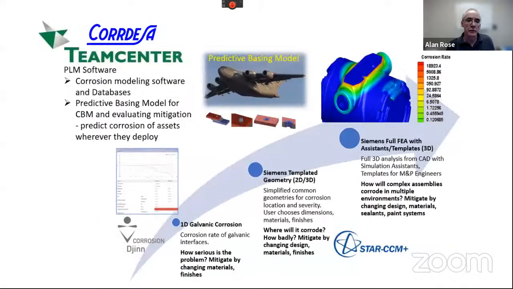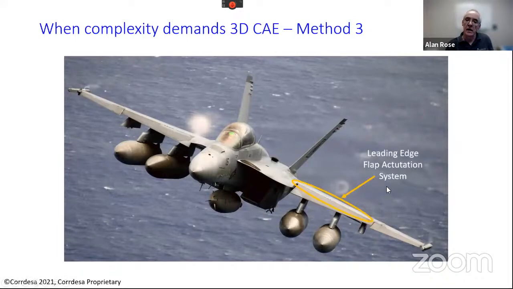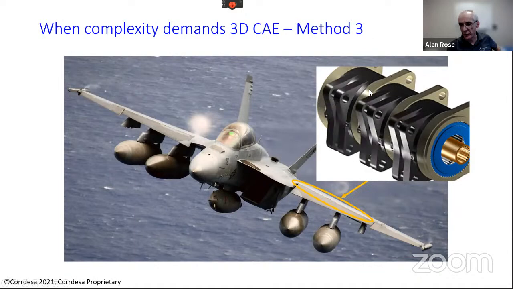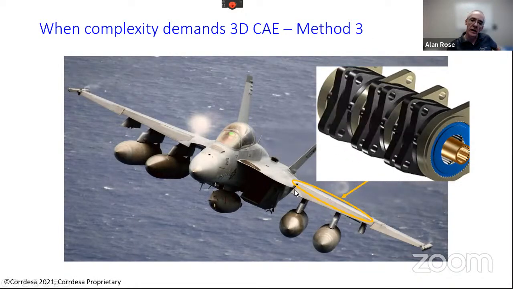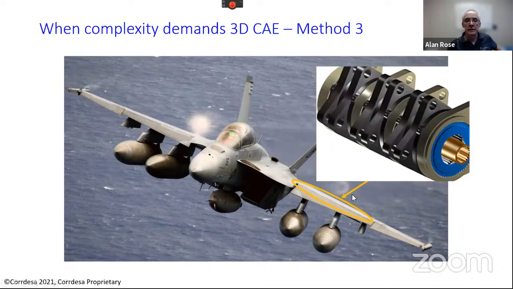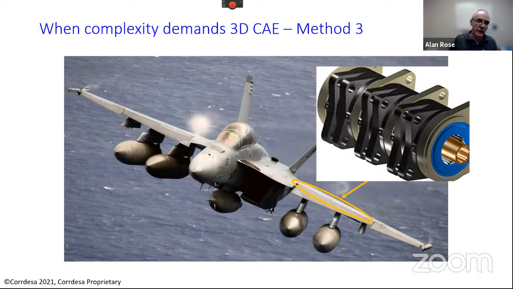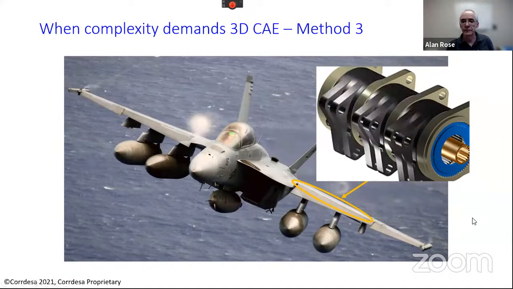But if you have the full CAD model, you can really deep dive. So here's an example where we did some work on the F18 leading edge flap actuation system. It's very complex. You have a lot of moving parts, a lot of different coatings, different materials, and this can get quite exposed as well. So it's difficult to think of a priori which piece is anodic, which piece is cathodic, and so on. So you just put all that data into your model.